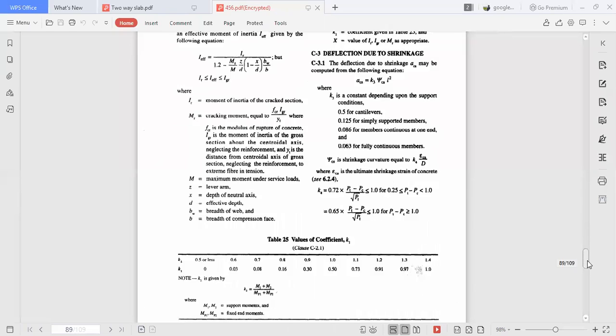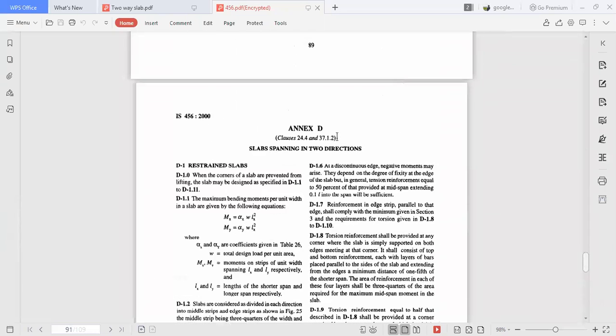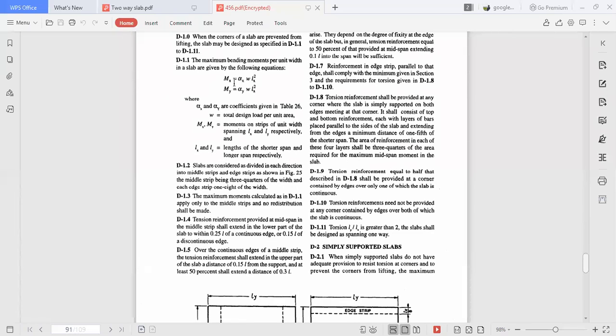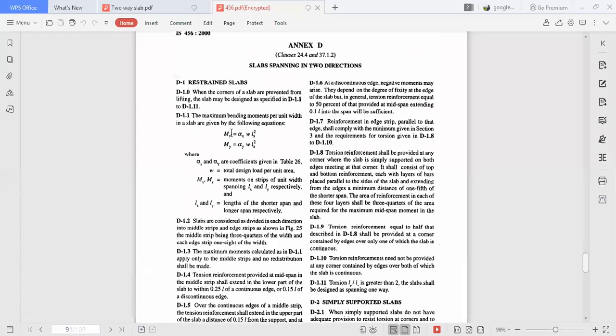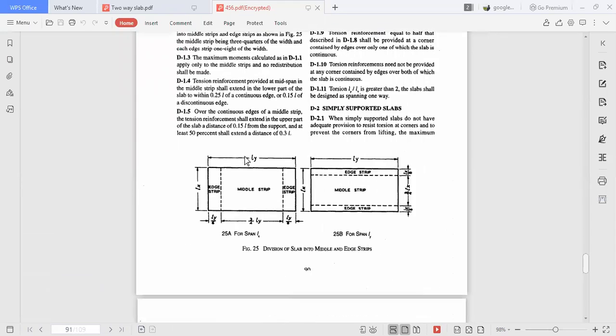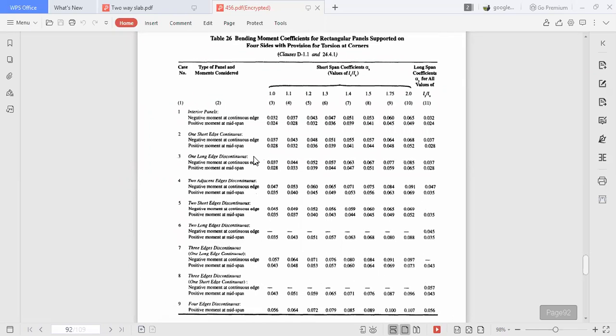So annexure D, right? So annexure D, that is for two-way slabs. Remember this. And formulas are this one. For restrained slabs, the formulas are mx, my. Formulas are same, but if you just substitute alpha x positive, you will get mx positive. If you substitute alpha x negative, you will get mx negative. In the same way, we'll get two moments along y direction also. Now, this is the table. Bending coefficients for panel subjected to different end conditions.